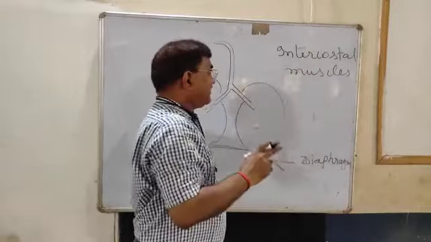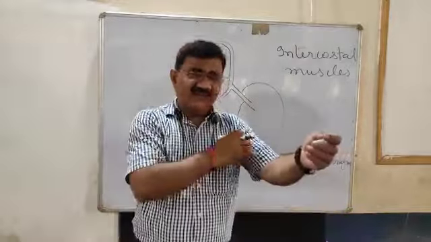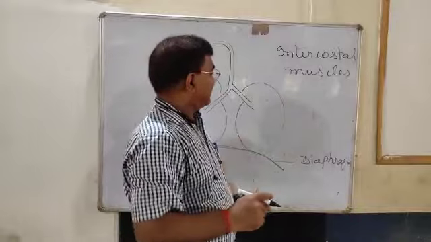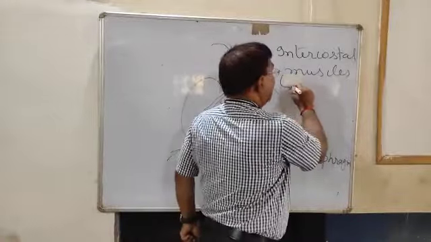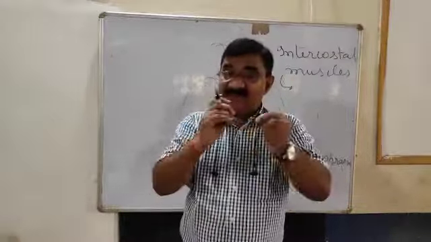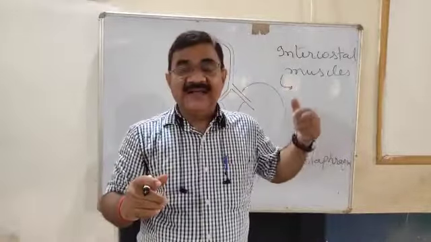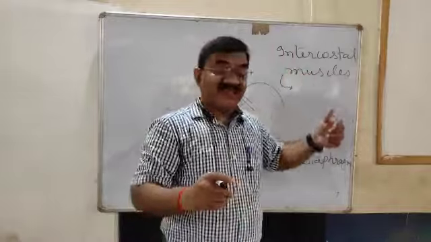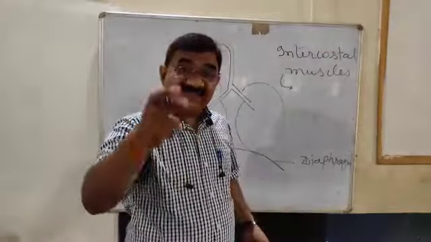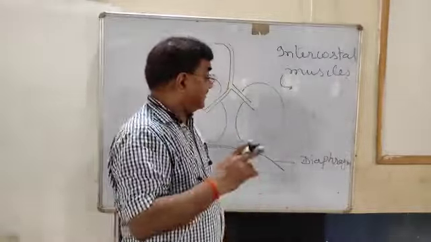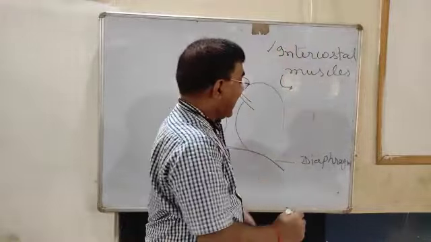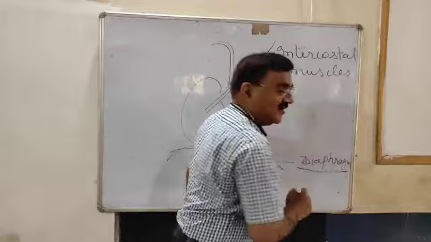Now, where are these muscles found? Here. Is this the intercostal muscle? No. These ribs are attached by these muscles. These muscles attach the ribs. So, expiration and inspiration are due to two things: one is the intercostal muscle and the other is the diaphragm.